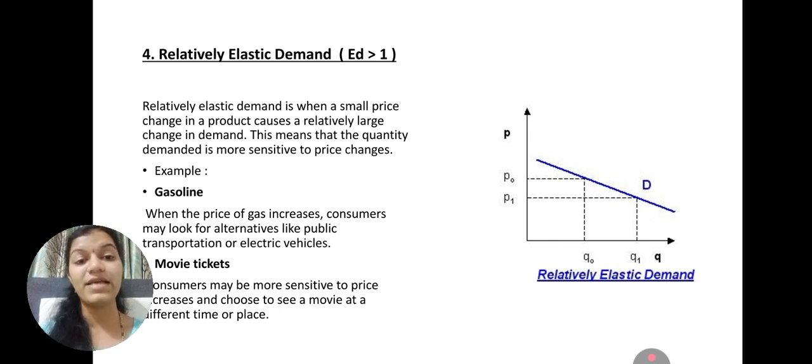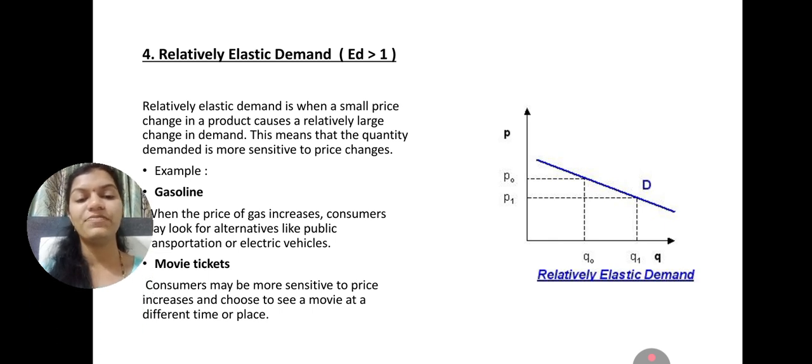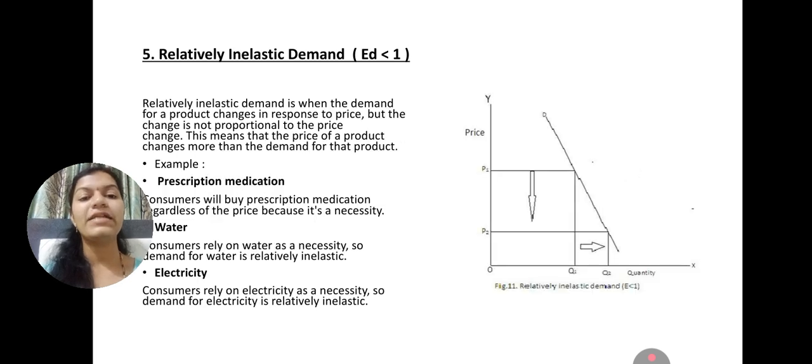For example, gasoline. When the price of gas increases, consumers may look for alternatives like public transportation or electric vehicles. Movie tickets: consumers may be more sensitive to price increases and choose to see a movie at a different time or place. Relatively elastic demand is greater than 1; relatively inelastic is less than 1.